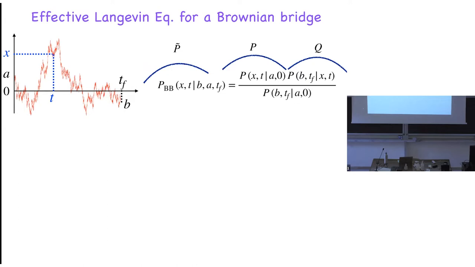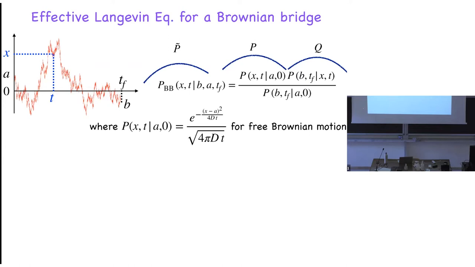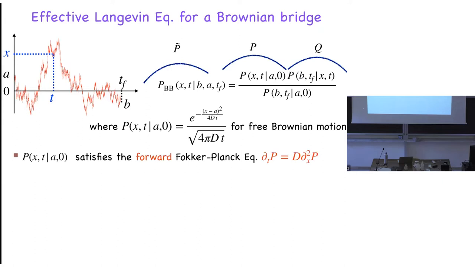And I need to normalize such that this quantity here is a correct probability density, normalized over x. So I have now two objects here, which I call p and q. They are different because the dependence on time is a bit different. This p here is called the backward propagator, and it's well known to be just given by this simple Gaussian term. And it satisfies the forward Fokker-Planck equation.